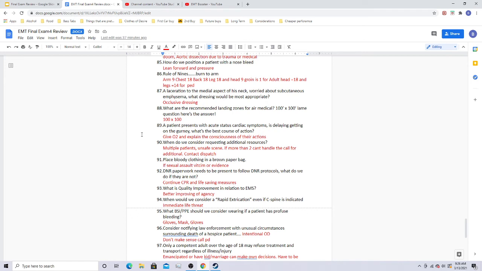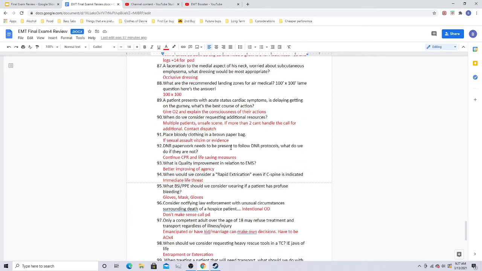Place bloody clothing in a brown paper bag if a sexual assault victim or if this is some sort of evidence, because Ziploc or plastic, well, no good. That's not what you want to place things in. Do not resuscitate paperwork needs to be present to follow DNR protocols. What do we do if they are not? Continue CPR and life-saving measures.